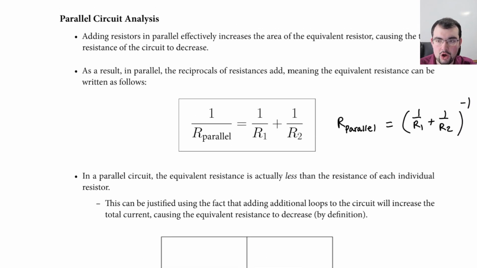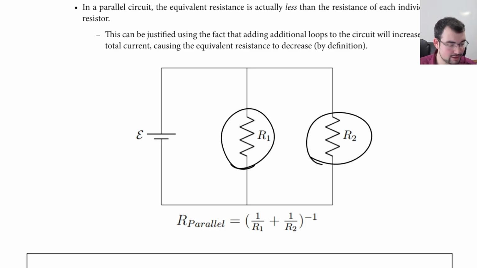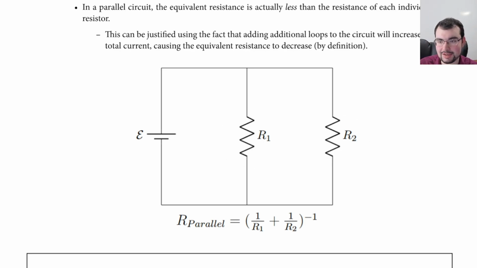And this is actually always less than any of the inputs. So in series, you're adding the resistances, so it makes sense that R goes up. But in parallel, the more R's you add in parallel, the lower your resistance gets, which should make sense based on our drive-through analogy.